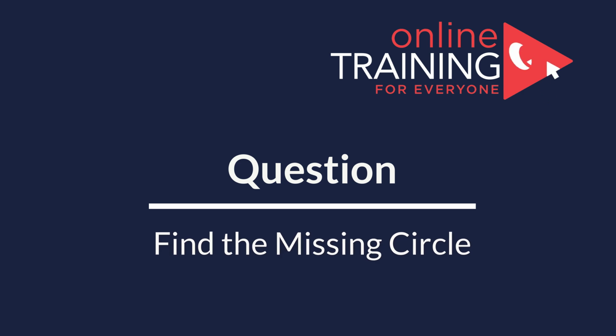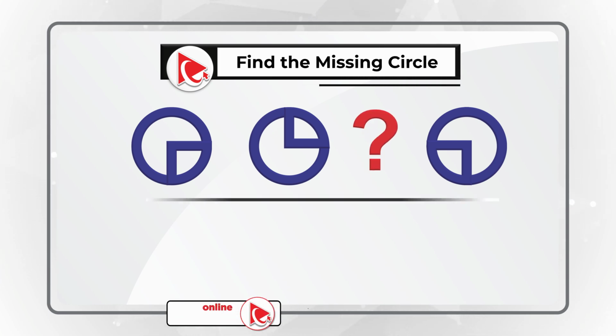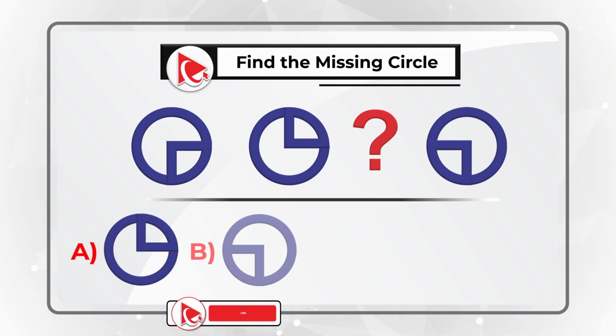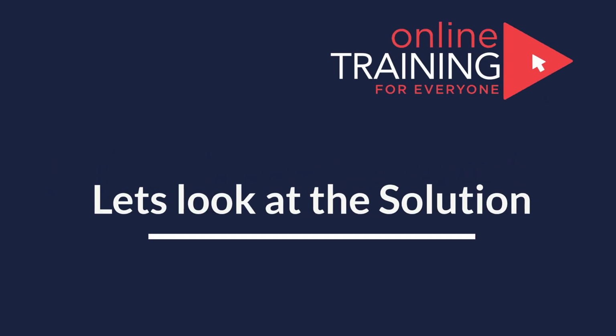Here's a very interesting problem which tests your analytical skills. You're presented with 3 circles, and 1 circle is missing. You need to select the missing circle out of 4 possible choices. Choices A, B, C, and D. I think the answer here is obvious, but please make sure to make your selection. And on my end, I'm moving forward to share with you my version of the solution. And obviously, if you have a better way to solve it, please make sure to share in comments.